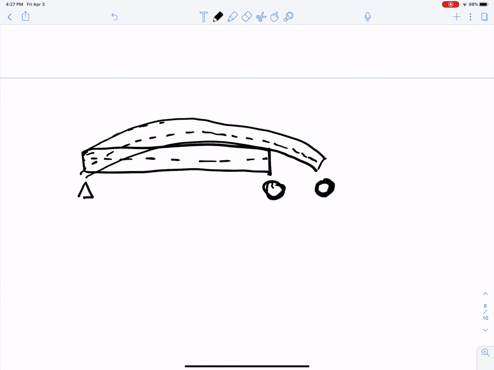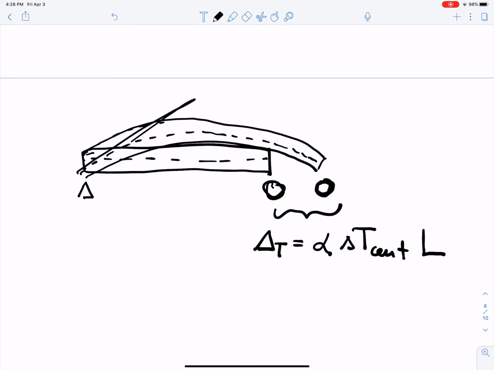Remember, this displacement, which I'm going to call delta sub t, was computed as what? Alpha, the coefficient of thermal expansion, times the temperature differential, but which one? We take the central one, the centroid, and we multiply by the initial length. So the bar will elongate, but it can also bend. And so it's going to develop some angles here.